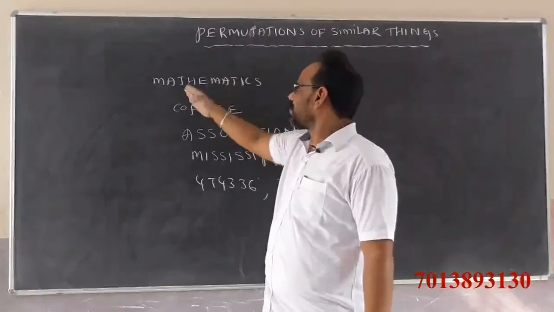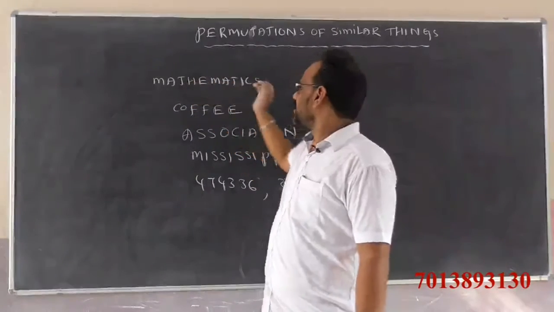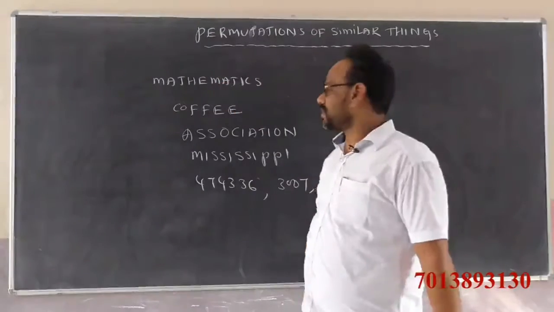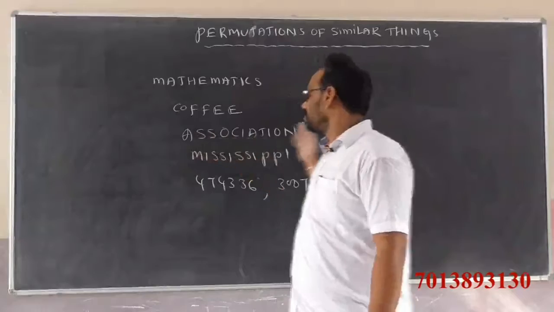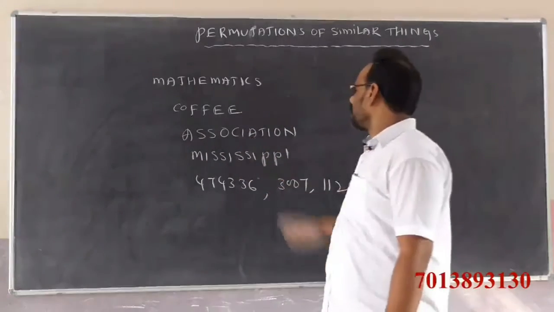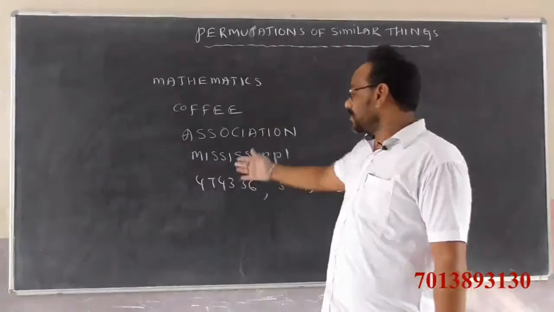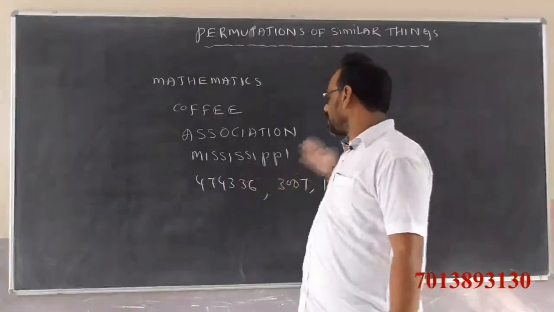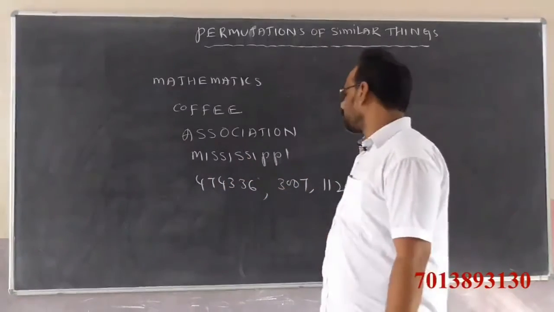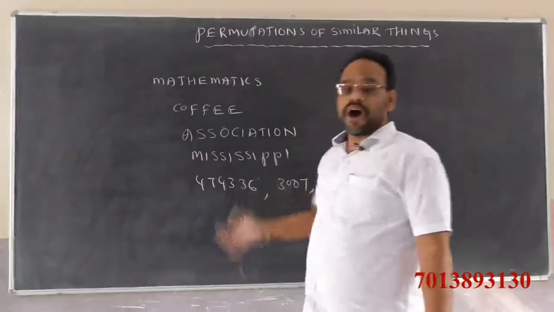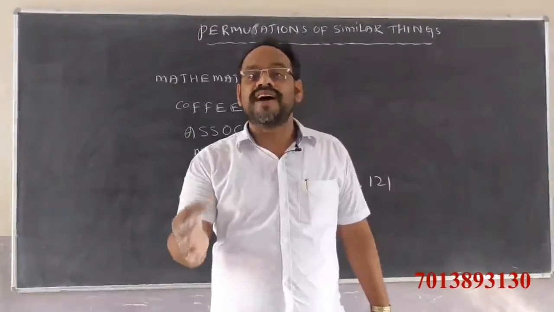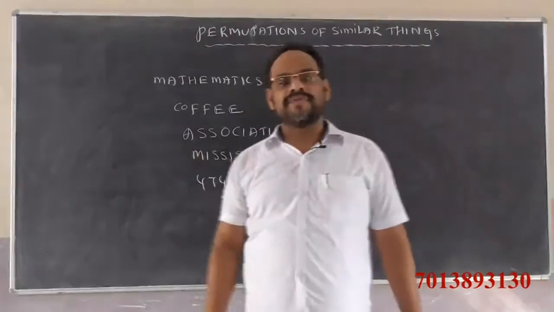In mathematics, A is repeated 2 times, M is repeated 2 times, T is repeated 2 times. Here in coffee, F is repeated 2 times, E is repeated 2 times. In association, S is repeated 2 times, I is repeated 2 times. And in Mississippi, I is repeated 4 times, S is repeated 4 times. In this section, how do we calculate the number of permutations?